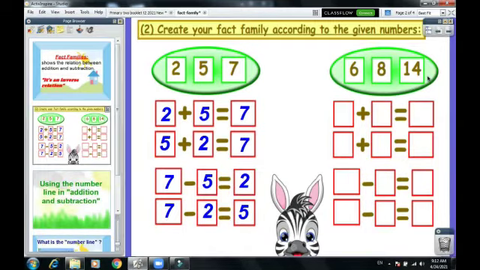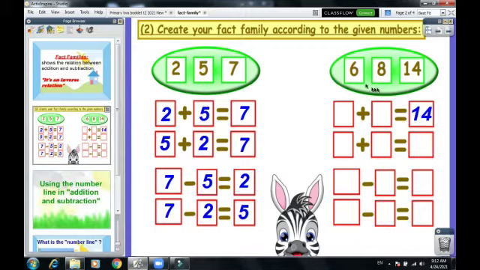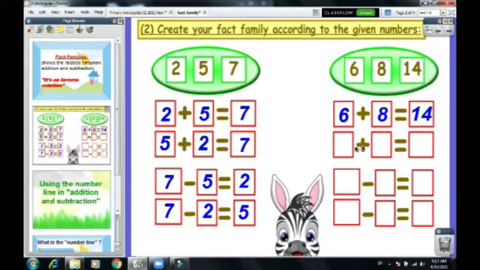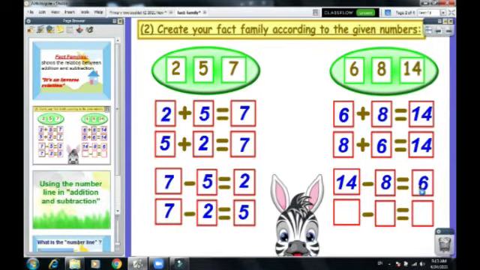Second example, I have here 6, 8 and 14. And I have to get the relation between these 3 members. Ensuring our facts, we said again that to get this 14, I will add the 2 parts, which are 6 plus 8. And order is not important in addition, so I can switch the addends. I can say that 8 plus 6 equals 14 also. And for the 2 sentences of minus, I can put the bigger number, which is 14, and take away 1 part from it, which is 8, to get the second part, which is 6.